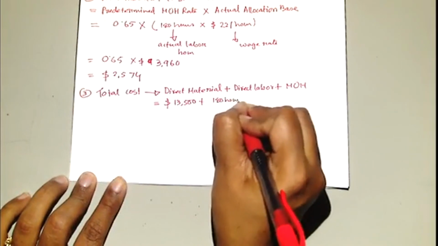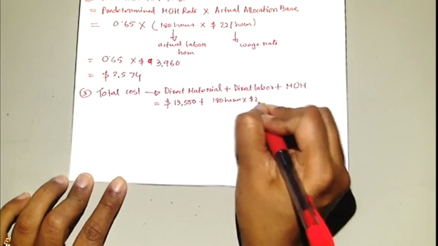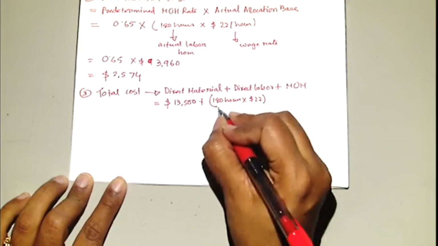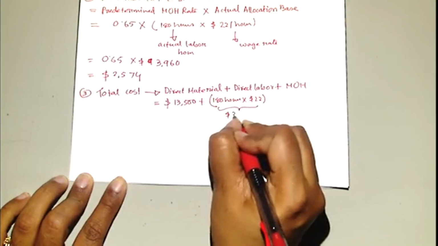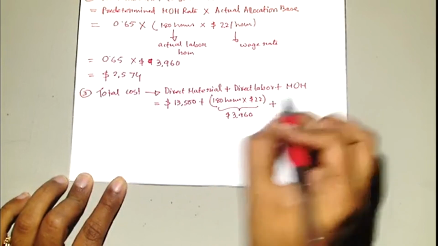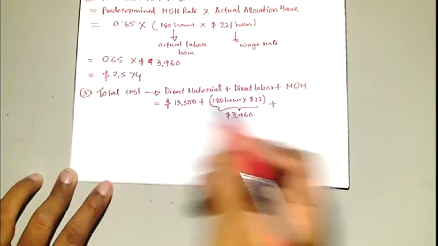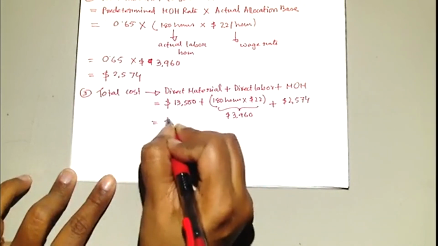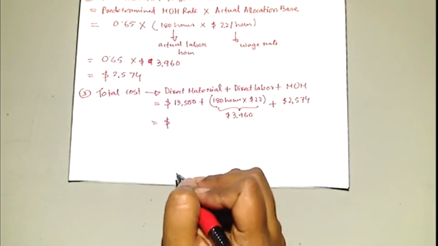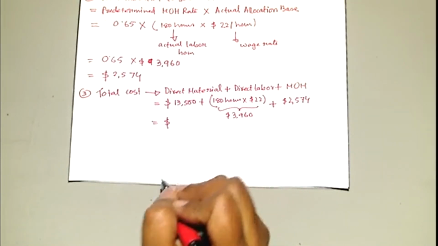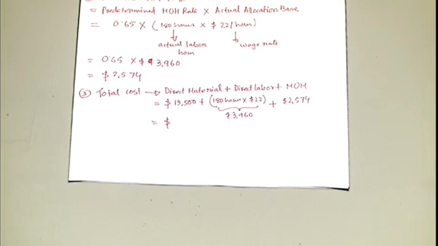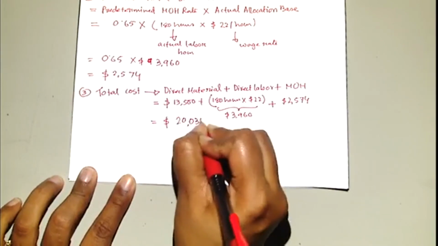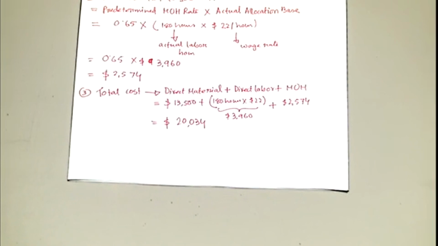So you know how I get it? 180 hours, that's our labor actually worked, and your wage rate is 22. If you multiply these two, you're going to get 3,960. And manufacturing overhead, you calculated your allocated overhead is 2,574. And if you add all this, what is your total cost for job 371? Yes, who has the number? Alexa, you got 2034. Is that right? Can everyone check it, please? Okay.